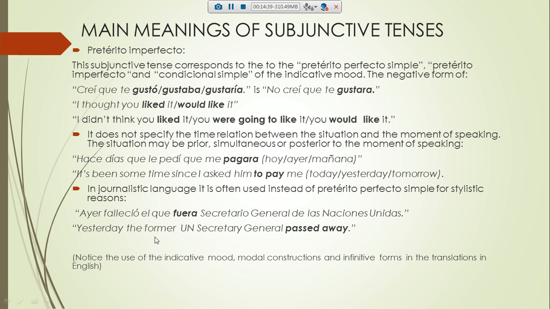It could be translated in English by something like, yesterday the former UN Secretary General passed away. So it's indicative mood, but probably you would make a different choice of vocabulary, let's say. Instead of saying died, you could use passed away to try and convey the same effect. Notice the use of indicative mood, modal constructions, and even infinitive forms, I ask him to pay, in the translations in English.